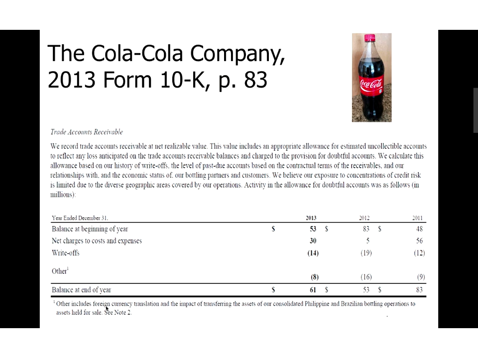So it says this value includes an appropriate allowance for estimated uncollectible accounts to reflect any loss anticipated on the trade accounts receivable and charged to the provision for doubtful accounts. So they call their allowance for uncollectible accounts provision for doubtful accounts, and that's fine. There's a little bit of different terminology running around here and there. We calculate this allowance based on our history of write-offs, the level of past due accounts based on the contractual terms, and our relationships with and the economic status of our bottling partners and customers. Okay, so they're telling you they use history, they use economic indicators to come up with this estimate.